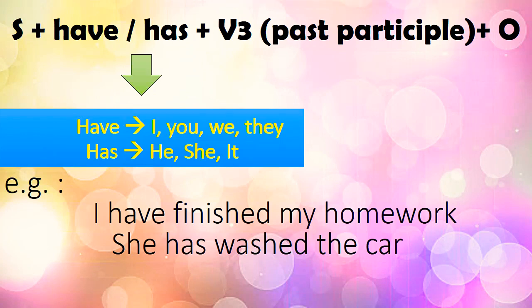After the verb, you can add the object. So this one is optional. You can either put it or not put it. So let's make a sentence.